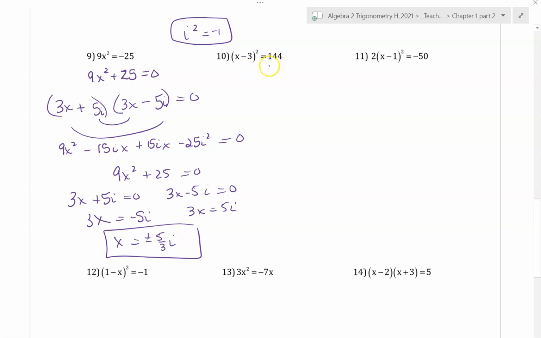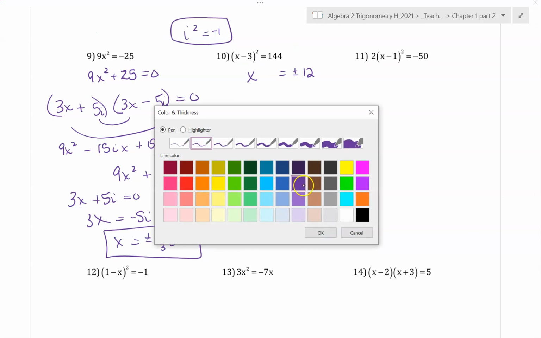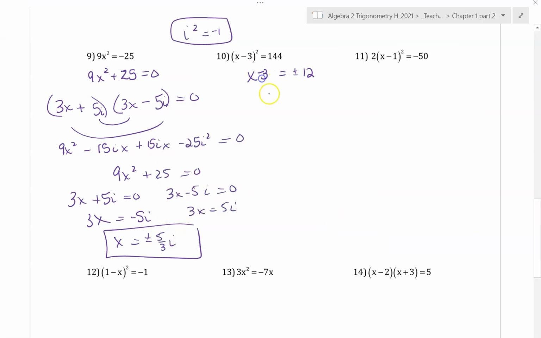Now you could expand. You could multiply x minus 3 quantity squared times x minus 3 quantity squared, but that's a lot of work. So instead, I think what I might want to do is think of this as x minus 3 equals plus or minus 12. Because again, if you took the square root of both sides, right? Or think about it. If this is covered up, we can't see it. 12 squared is 144, but isn't -12 squared also 144? Okay, so that's how we did that one. So now you could say that x minus 3 equals 12, or x minus 3 equals -12.